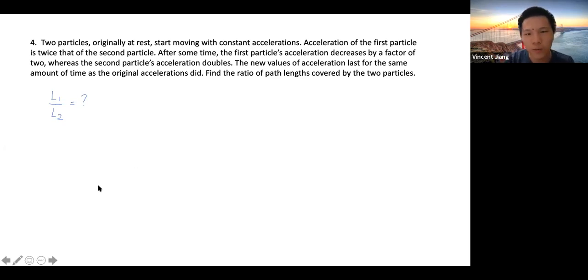I just drew a diagram almost. Okay, I'm going to use. Okay, so started here at particle 1.